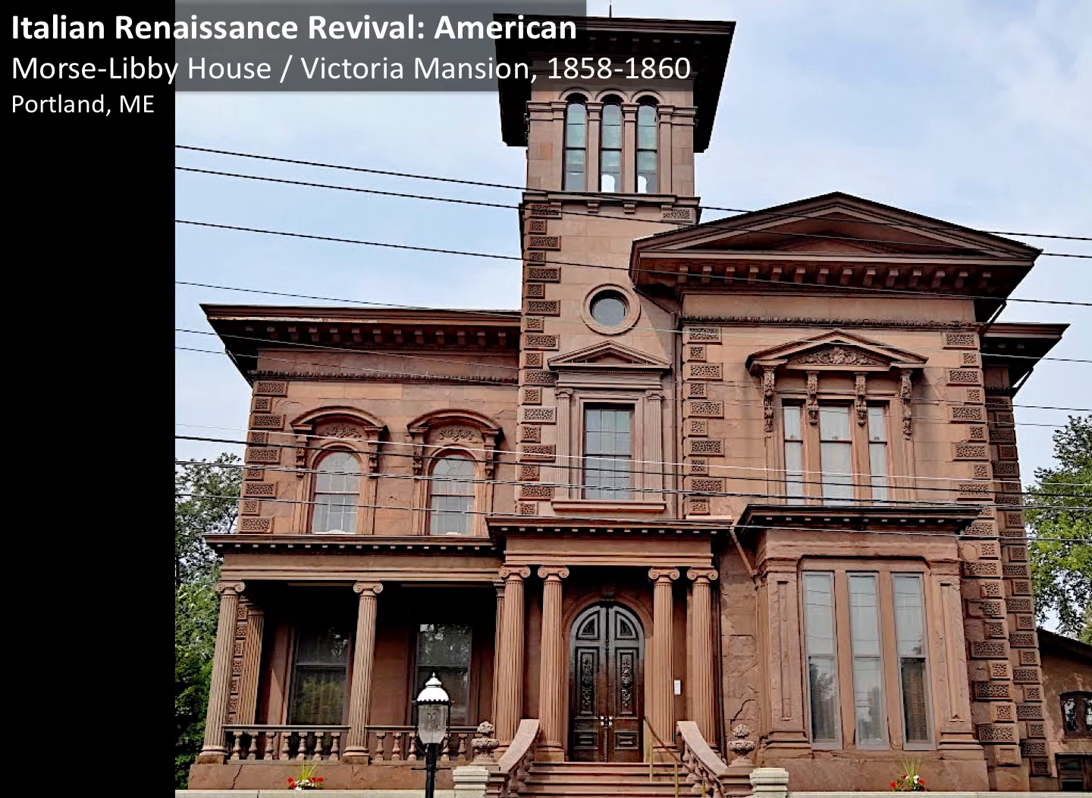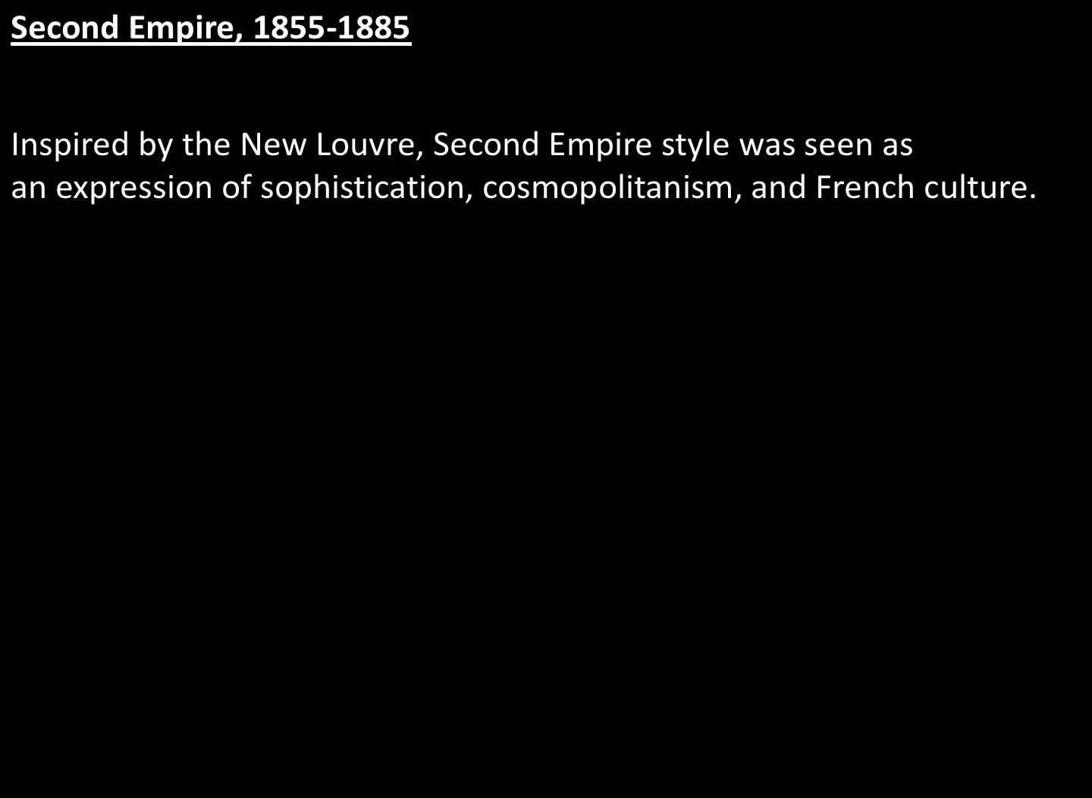You see that really deep overhang from the roof as mimicking that idea of the top cap of an Italian palazzo. And we even have a mini version of that separating the first and the second floors here. So there's many Italian Renaissance ideas being expressed here in this elegant house. Moving along to the Second Empire style.